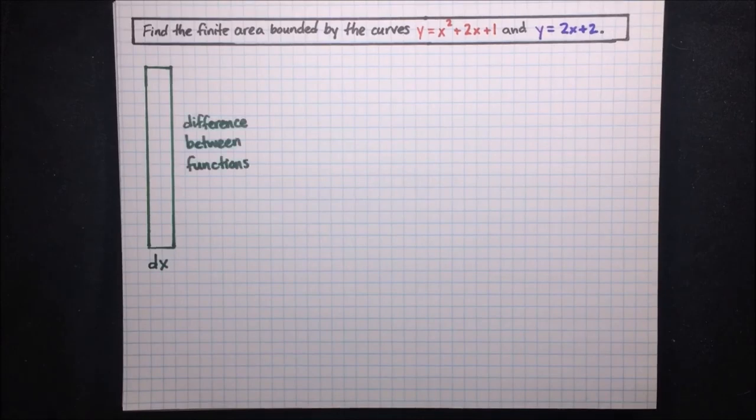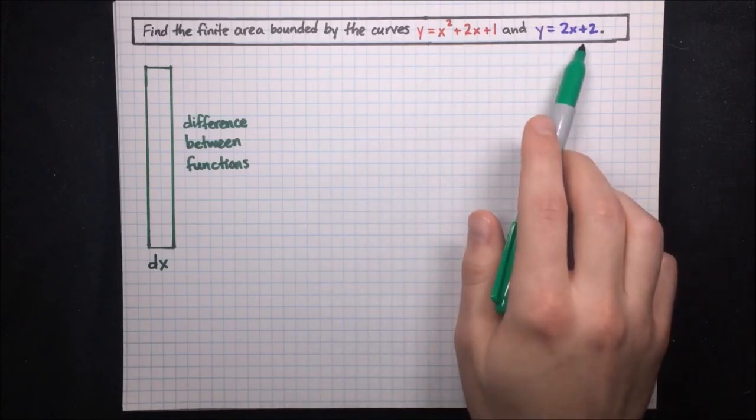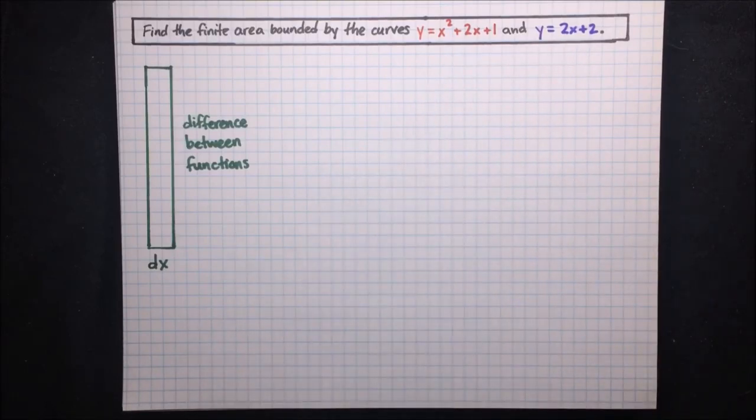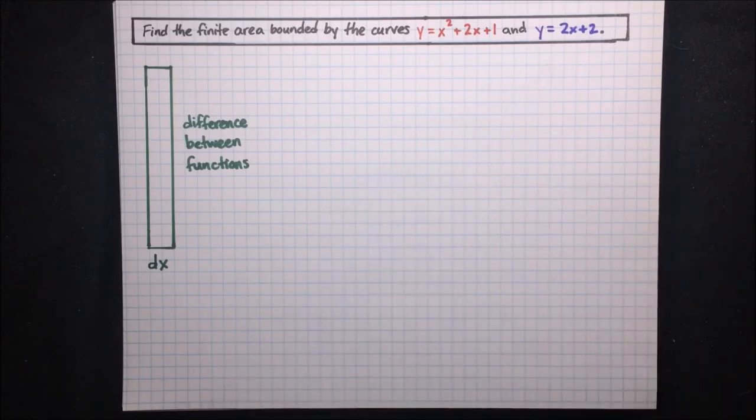Now, of course, at this point, we're not sure yet in which order we should subtract the functions. Should we do x squared plus 2x plus 1 minus 2x plus 2? Or should we do it the other way around, 2x plus 2 minus x squared plus 2x plus 1? Well, remember, we want to do the top function minus the bottom function. So we need to decide between these two functions which one is higher and which one is lower.